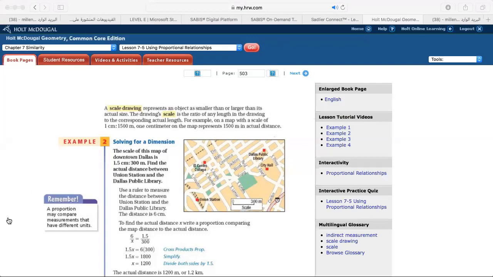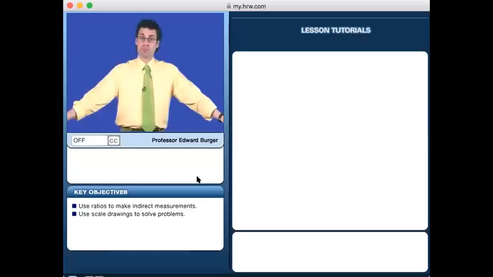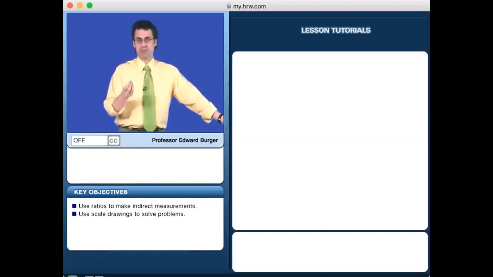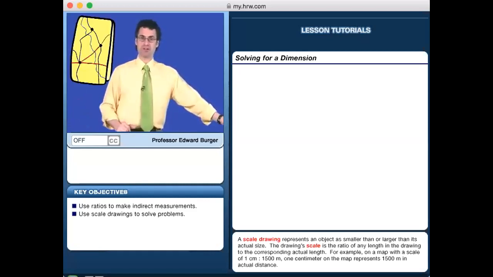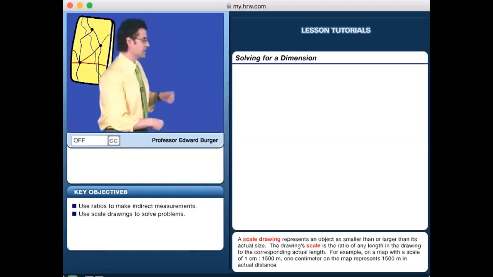Another really common and important place to see similarity and proportions is when we are trying to figure out a distance using a map, because usually the maps are done in a particular ratio. Let's take a look at an example.